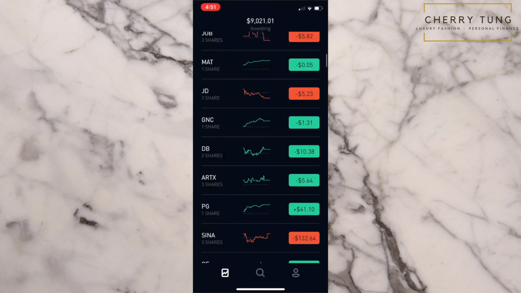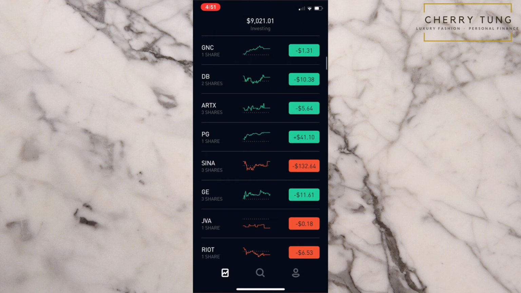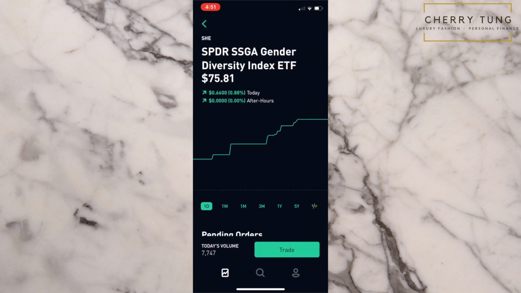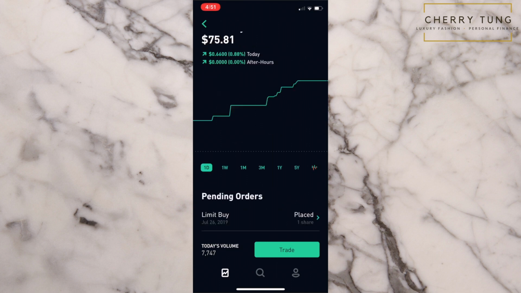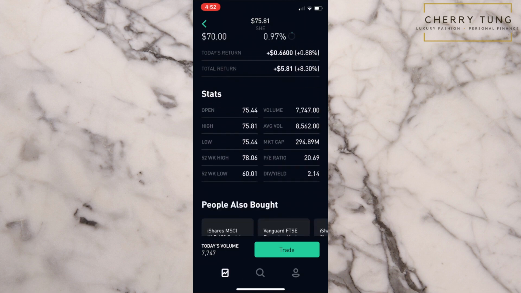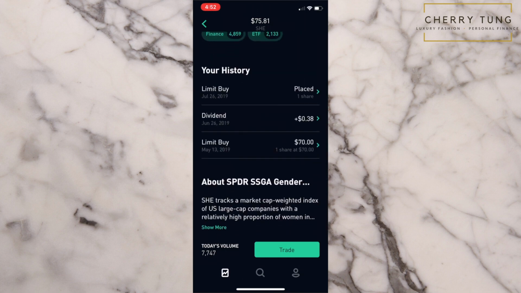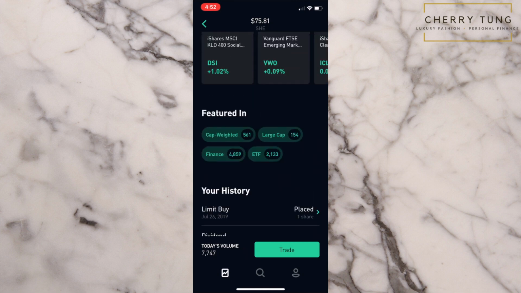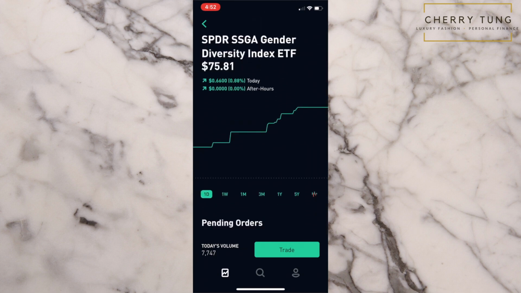And then another stock that I believe is worth mentioning are index funds. Let me just find an index fund. So this is a really, really interesting index fund. This is SHE, and I only invested in this last month. And you can see that SHE tracks a market cap weighted index of US large cap companies with a relatively high proportion of women in executive and director positions. And so what the stock does is that it tracks the companies that have more women on board.